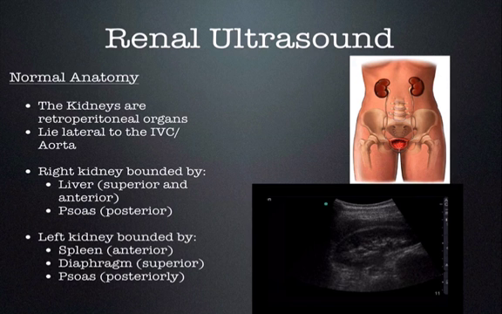We will now talk about normal kidney anatomy as seen with the ultrasound, and then progress to examples of abnormal renal pathology. The kidneys are retroperitoneal organs which lie lateral to the IVC and aorta. The right kidney is bounded superiorly and anteriorly by the liver and posteriorly by the psoas muscle. The left kidney is bounded anteriorly by the spleen, superiorly by the diaphragm, and posteriorly by the psoas muscle.